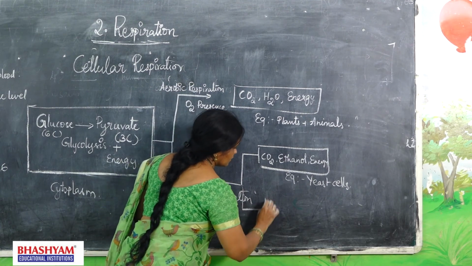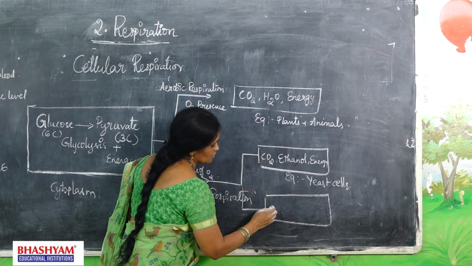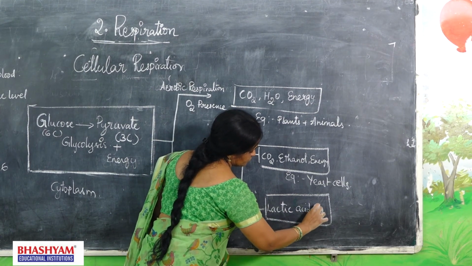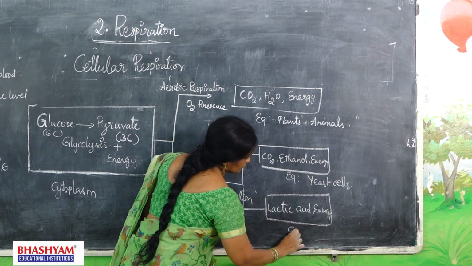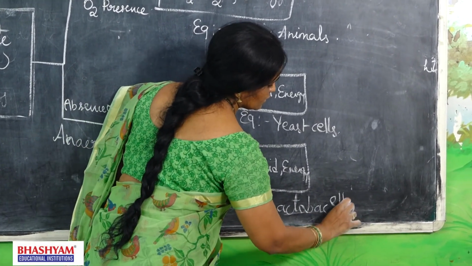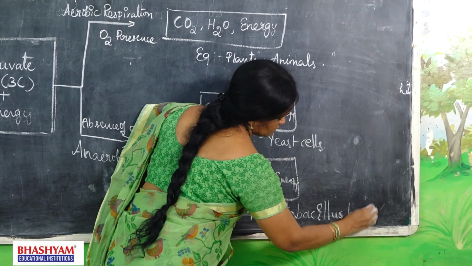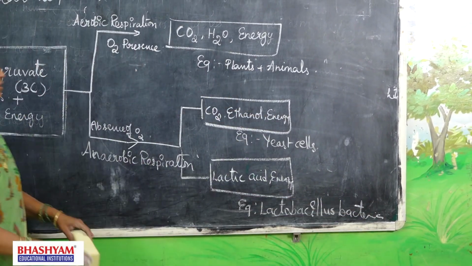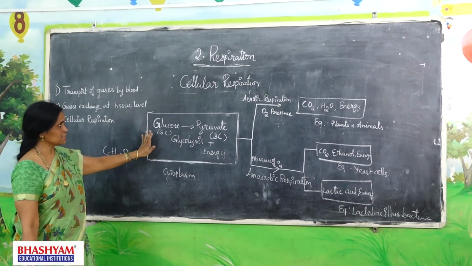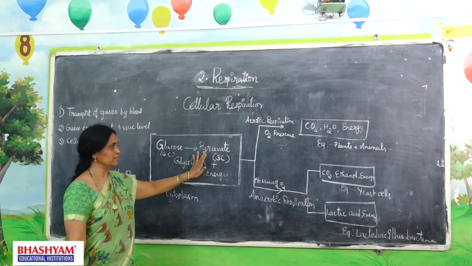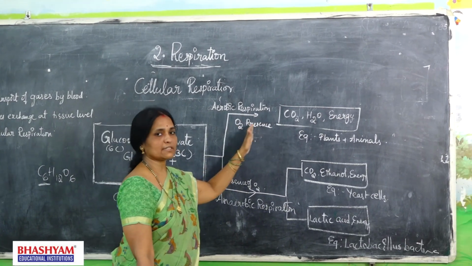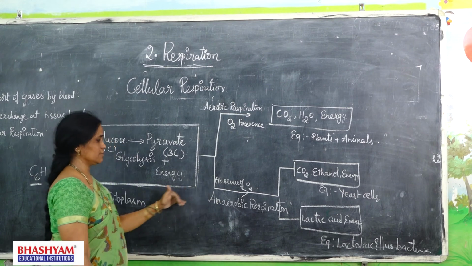In some organisms, anaerobic respiration results in formation of lactic acid and energy. An example for this is lactobacillus bacteria, which converts milk into curd. This is the flowchart for the process of cellular respiration. In cellular respiration, glucose is converted into pyruvate, and further pyruvate is converted into end products based on presence or absence of oxygen.